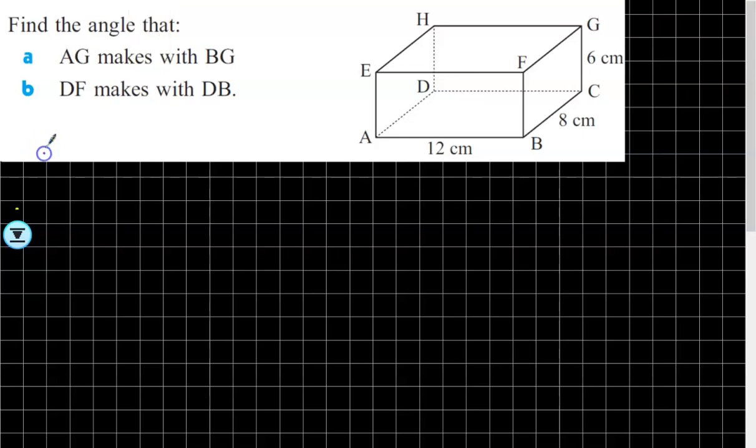So we want to go find the angle that AG makes with BG. Oh, the BG's good band. Preferred ABBA, but anyway. So we're going to join A to G. That wasn't a very good join. I won't do it again because that stupid thing's in the way. A to G makes with B to G. So we want this angle here. Would we agree?